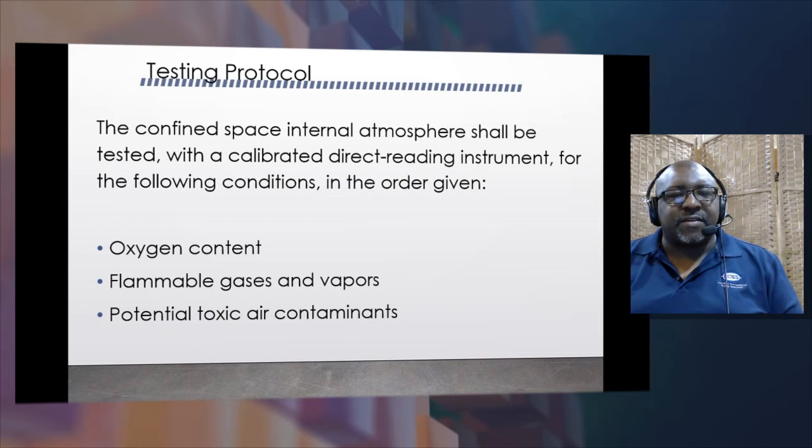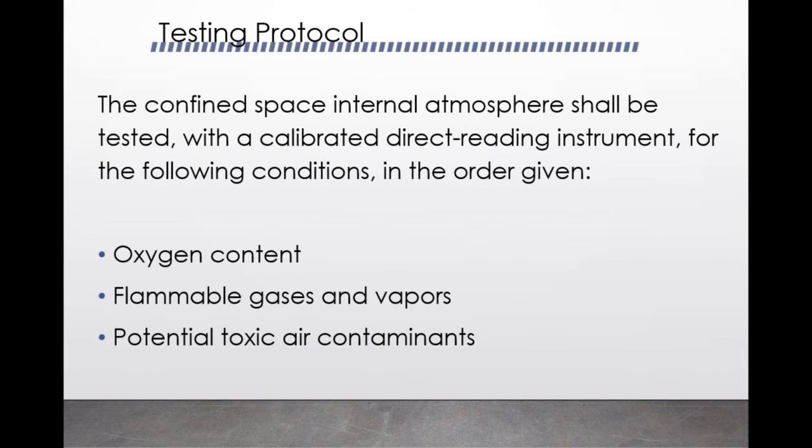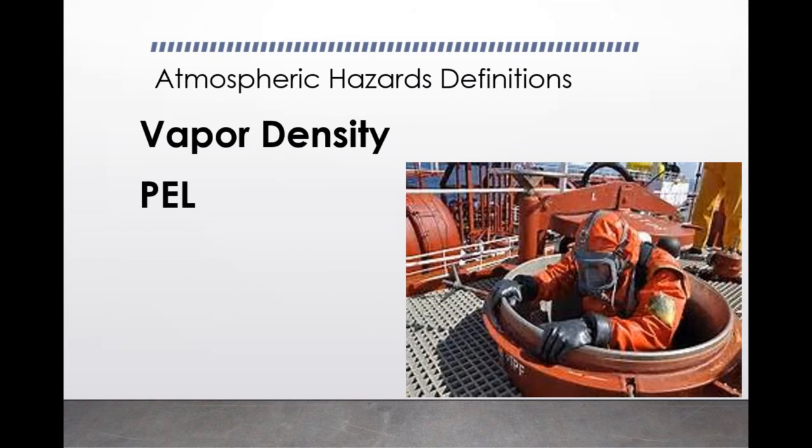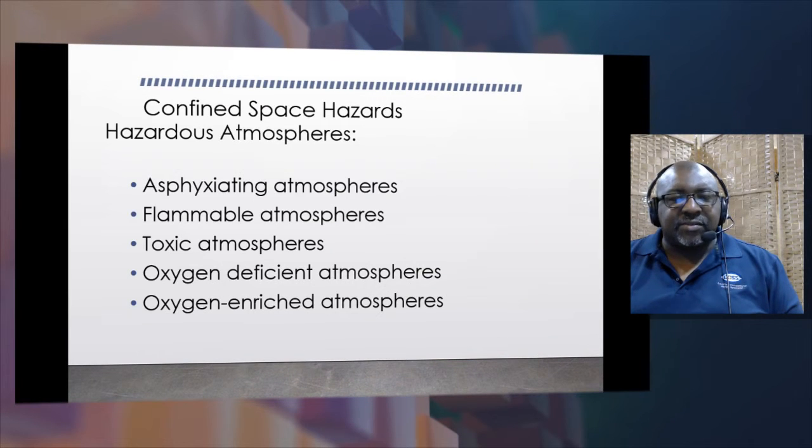So testing protocol: the confined space internal atmosphere shall be tested with a calibrated direct reading instrument for the following conditions in order. So here's your testing protocol. Oxygen content first, flammable gases and vapors, and then potential toxic air contaminants. So that's the way that you're going to want to test. We did talk about vapor density. And the PEL is the permissible exposure limit. So you want to make sure that you're well within the permissible exposure limit of any of the vapors or gases that are in a confined space. And if you get even below that, it's even better.